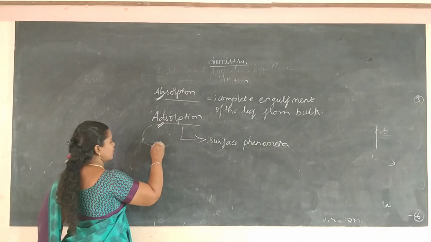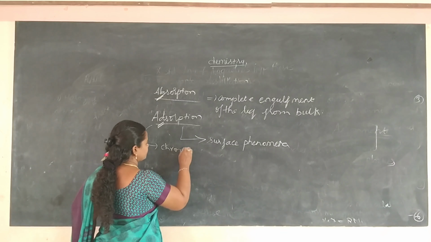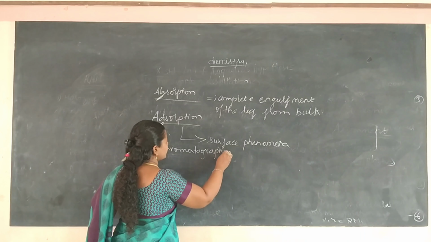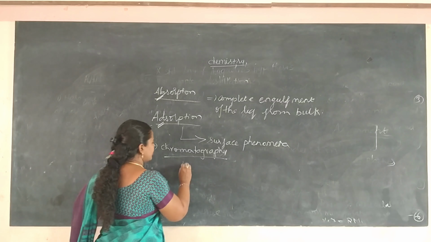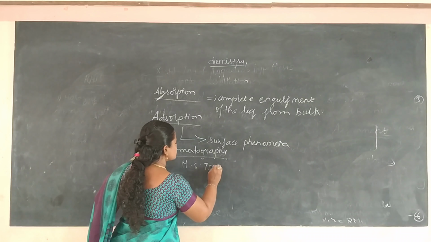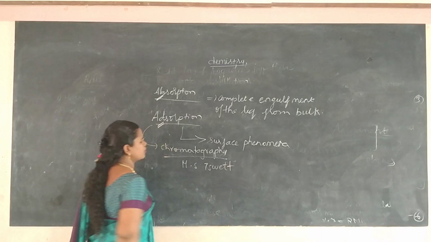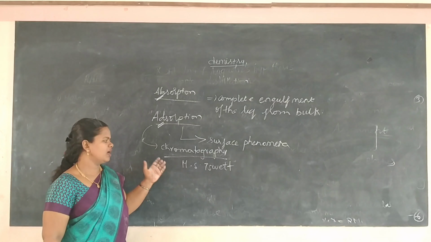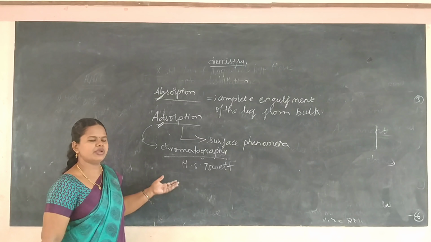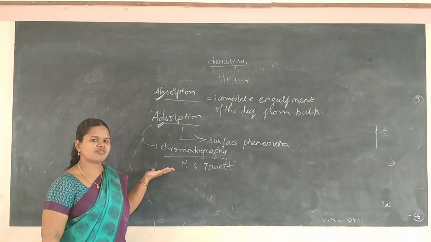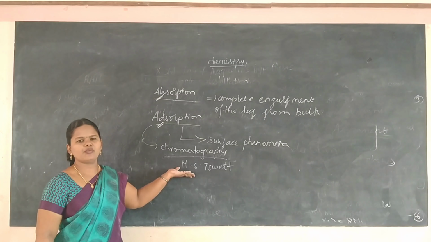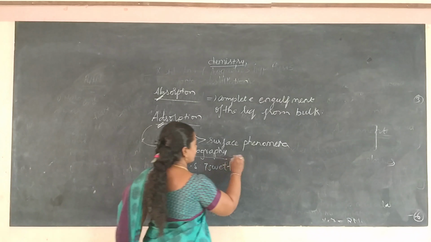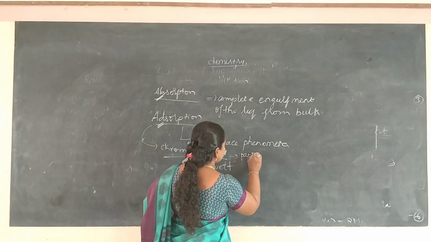So with that principle we learn chromatography. This chromatography was invented by M.S. Tswett. If this is not in your book, you can write it. M.S. Tswett is a scientist. He introduced this chromatography, and in it we are going to see the stationary phase and the mobile phase. Here we are going to learn only paper chromatography.